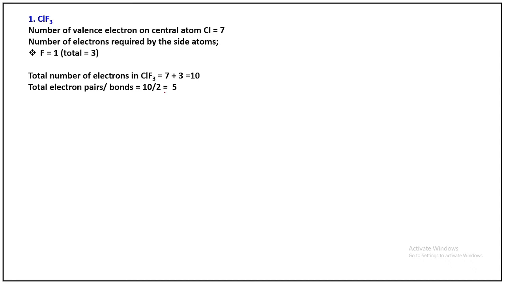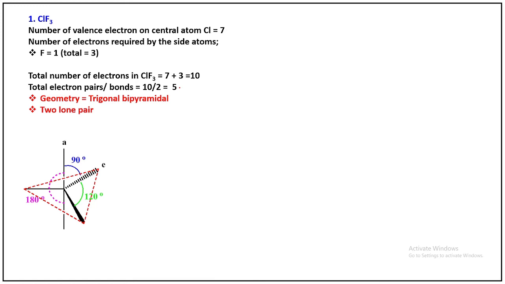As we have seen in the table given in the previous slide, if the total number of pairs is 5 or the total electron count is 10, the geometry will be trigonal bipyramidal. Now the shape. In ClF3 there are 3 fluorine atoms and hence there will be 3 Cl-F bond pairs. The remaining 5 minus 3, that equals 2, will be lone pairs. Now the question arises: where will the lone pairs be located in the trigonal bipyramidal structure? This is the trigonal bipyramidal structure.